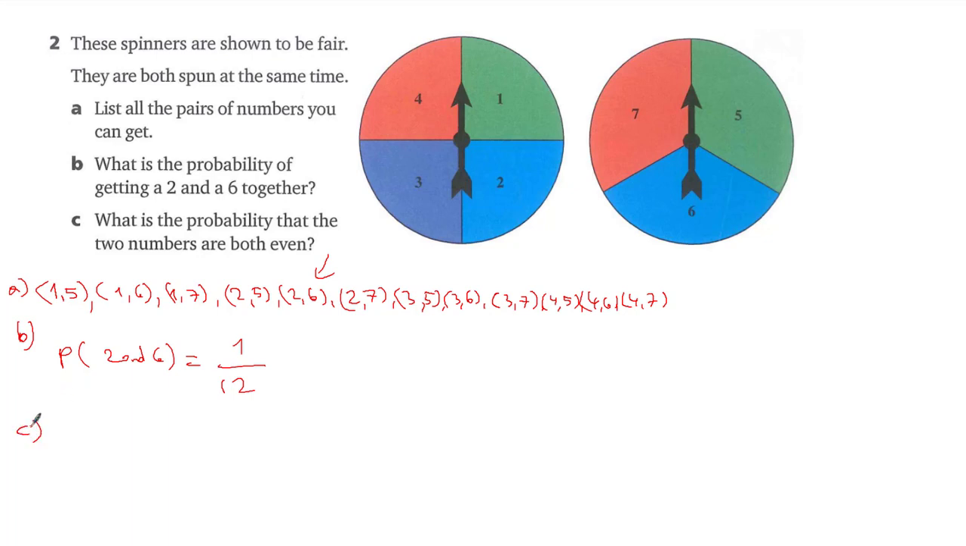Question C. What is the probability that the two numbers are both even? All right, let us see in which cases we have both numbers even. There is, of course, this one, 2, 6. Another one would be 4, 6. All right, so we have only 2 cases, 2, 6, and 4, 6. That means probability of both numbers even, let us just write both even, would be 2 out of 12. That means 1 out of 6 chances.